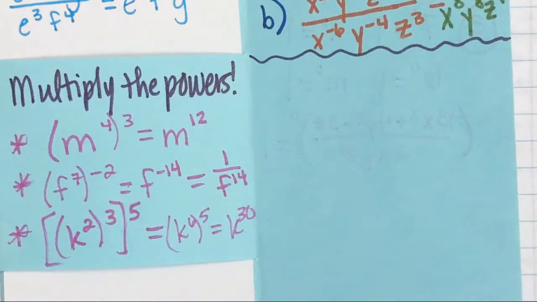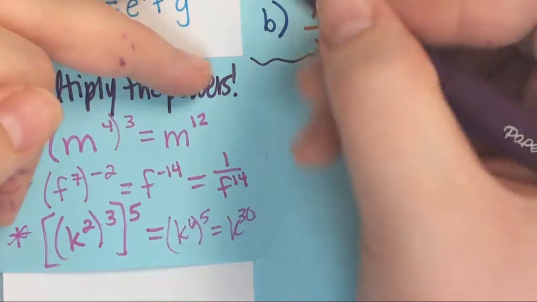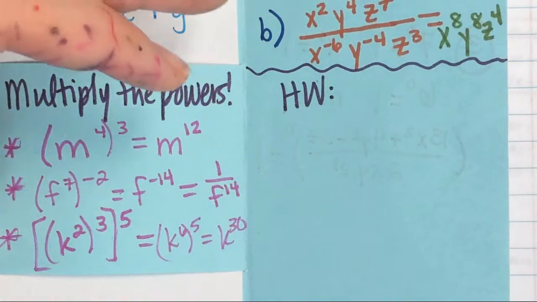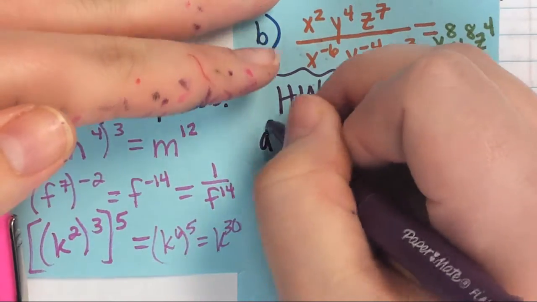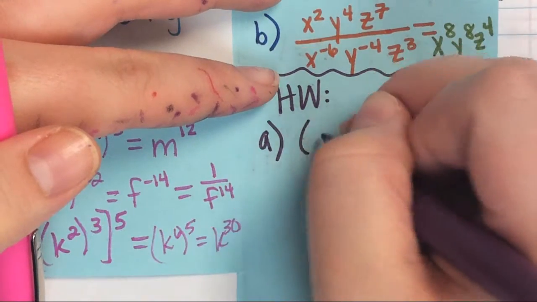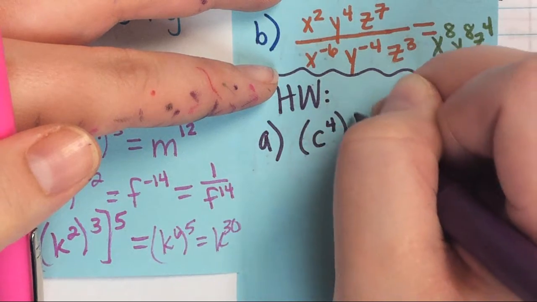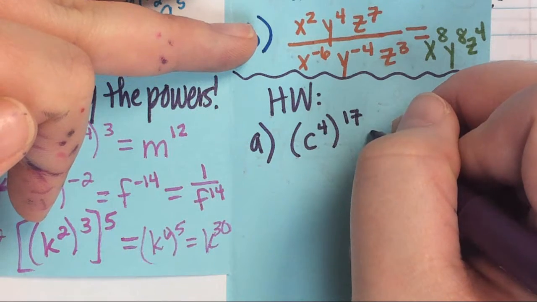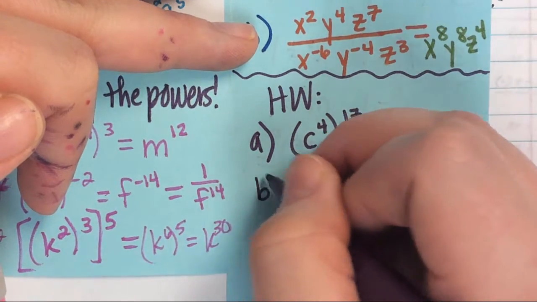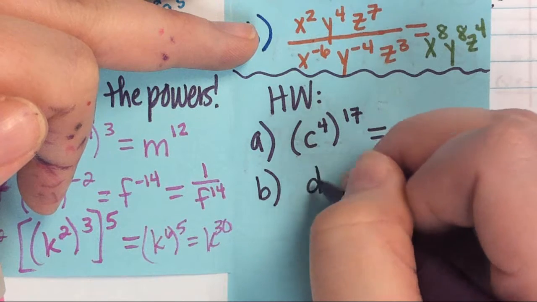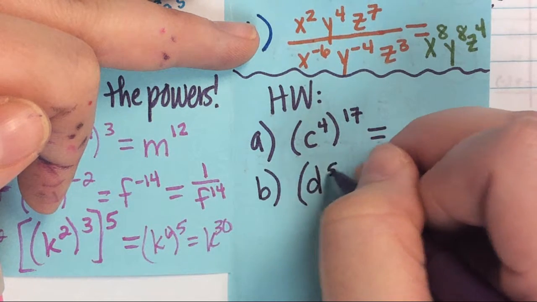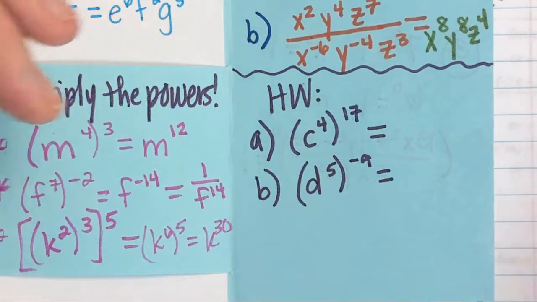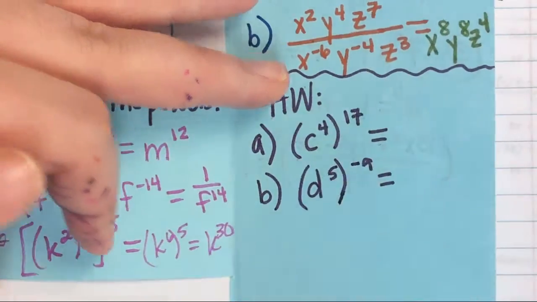Okay, well, I'm going to give you your 2 homework problems, but I swear by the time you have them written down, or I write them down, you will have answered them, which is fine. Easy points for you tomorrow then. A is c to the 4th raised to the 17th. B is d to the 5th raised to the negative 9. That's not my best 9, that is for sure.